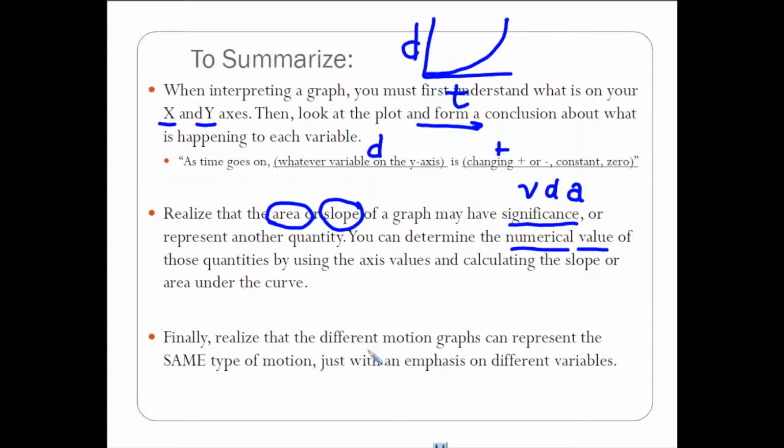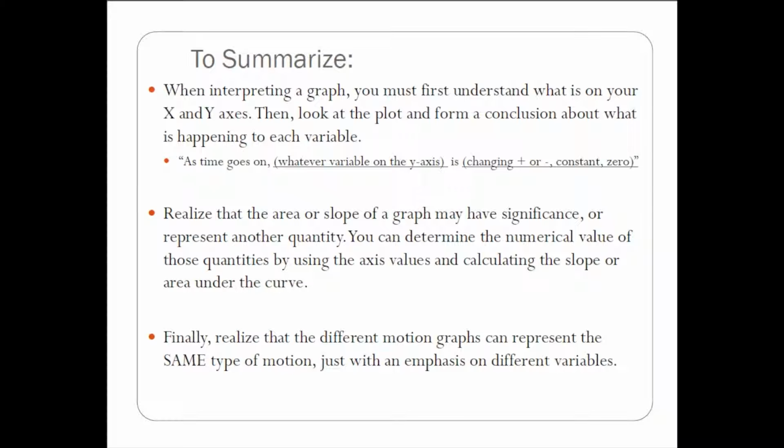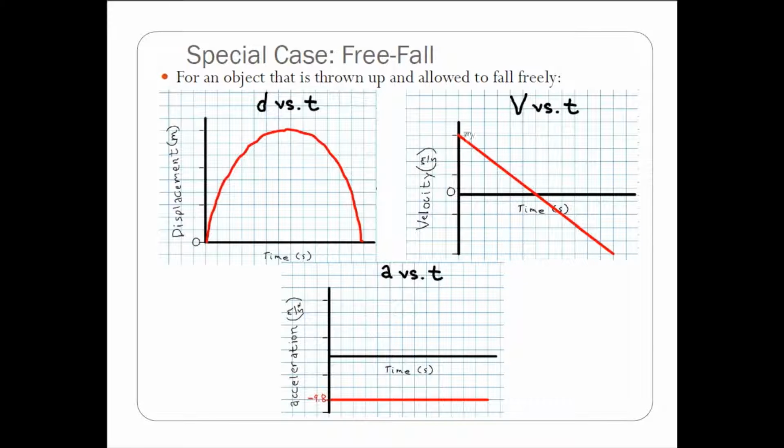Finally, you need to realize that the different motion graphs can represent the same type of motion. As we've seen with previous examples, different graphs of the same motion look completely different, yet they all can represent the exact same type of motion.